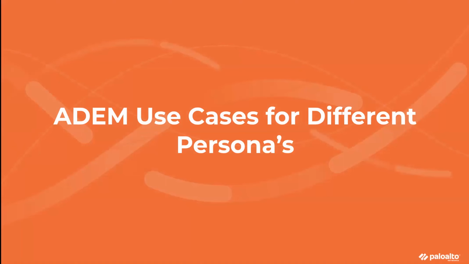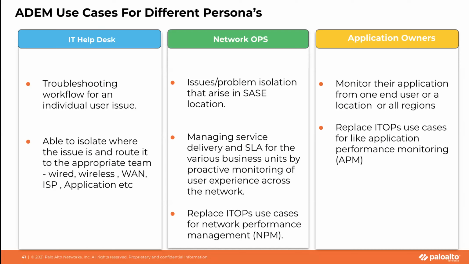Let's have a look at ADEM use cases for the different personas. So we have divided this. There are three main personas: IT help desk, network operations, and application owners. It helps the IT help desk to troubleshoot the workflow for the users. They are able to isolate the issue, whether it's WAN, LAN, wireless, application related, or ISP.